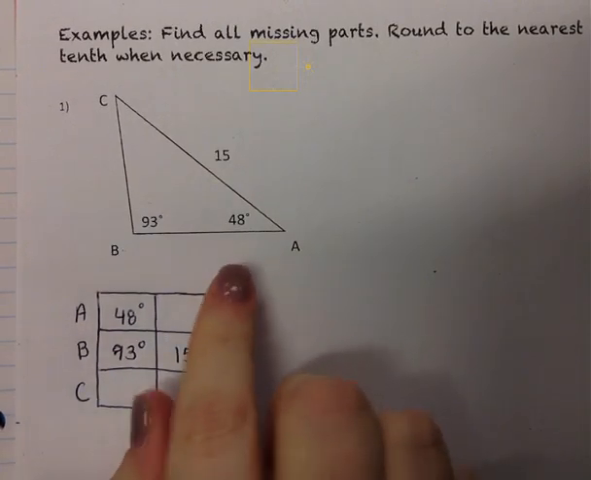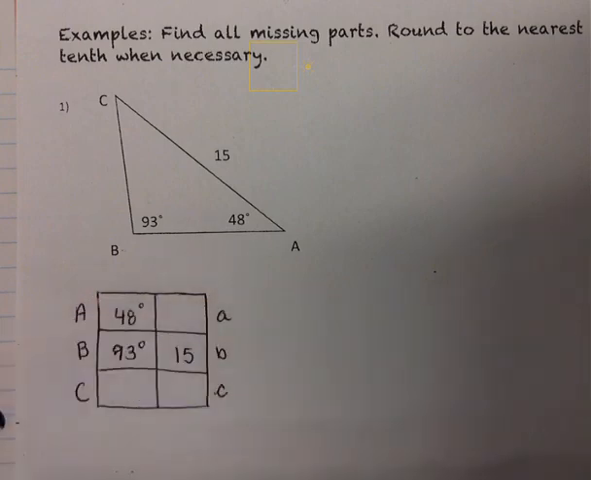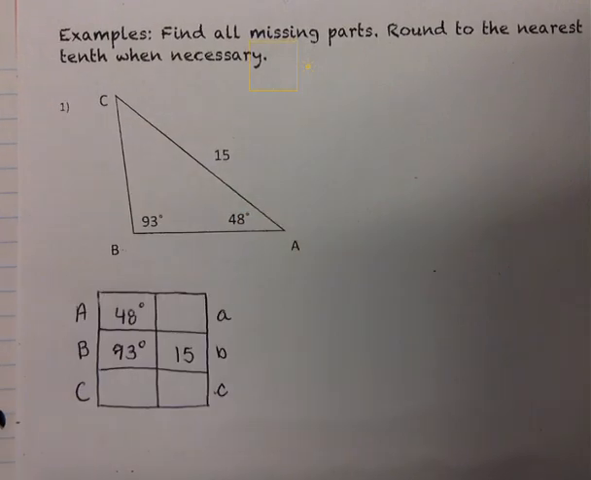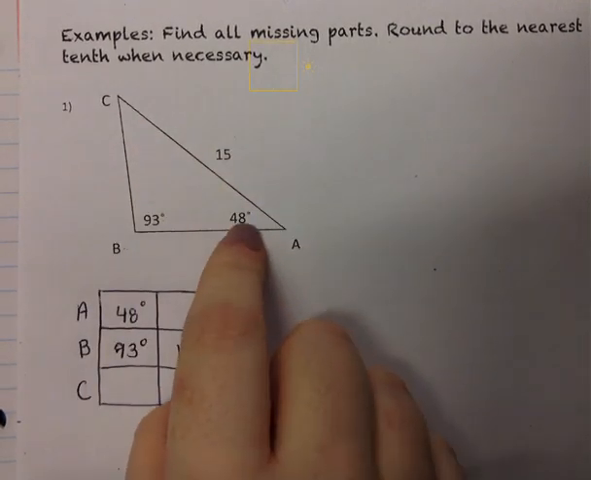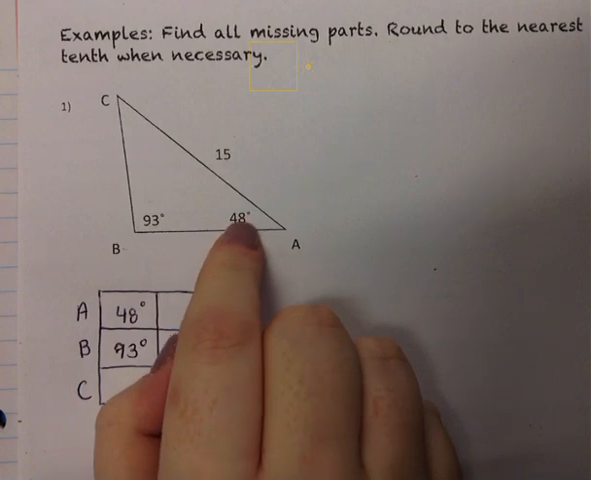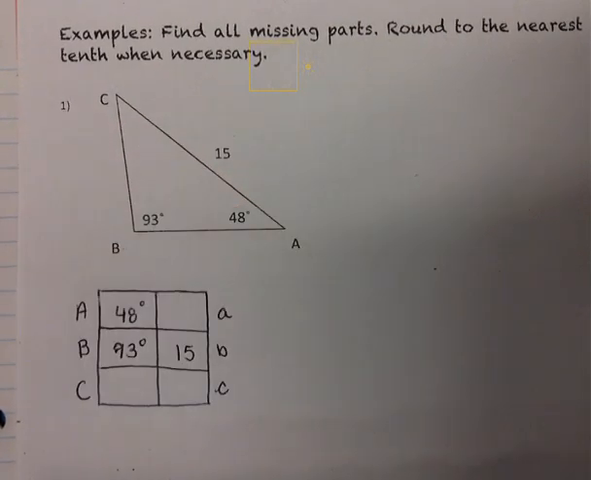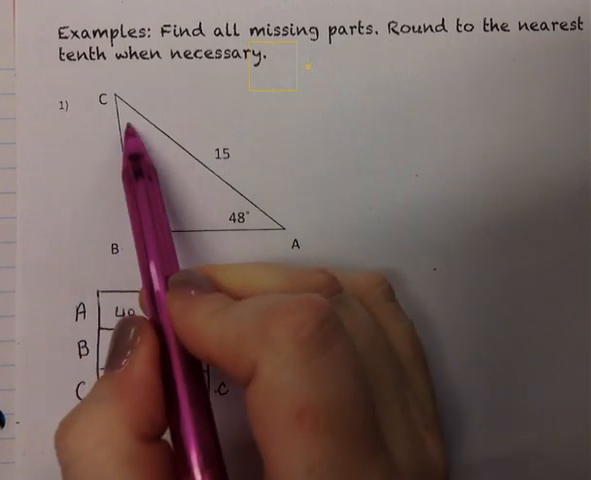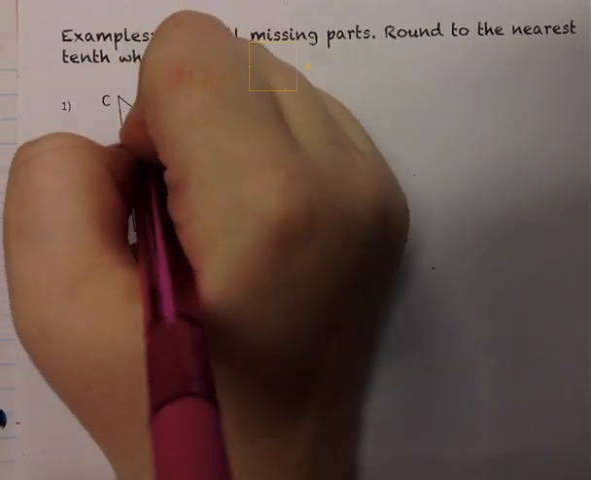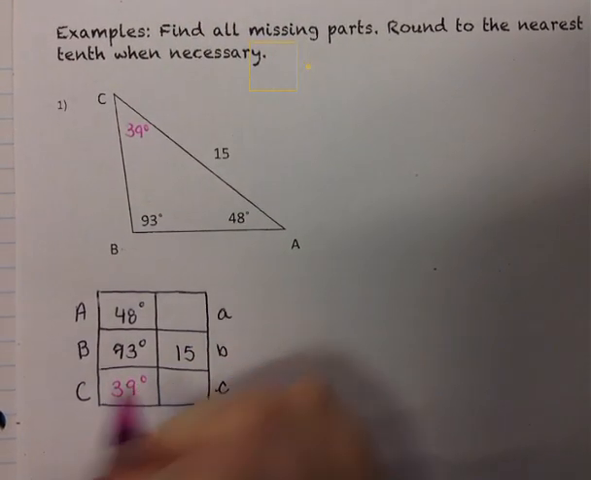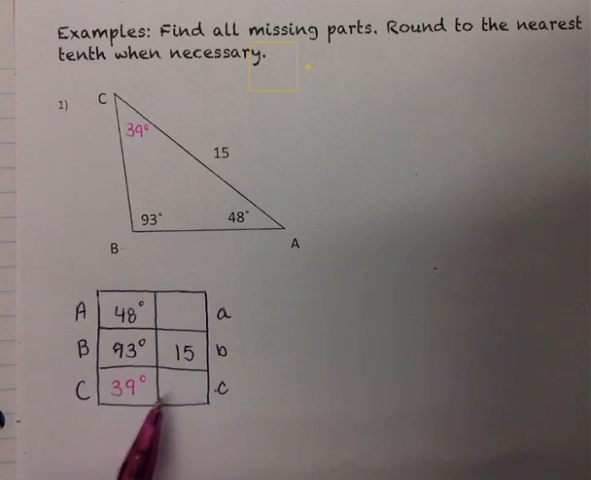Now, I want to go ahead and fill out anything that I can find, which I have 2 angles. I can find the third, because I know that all angles in a triangle will add up to 180. So I know that 48 and 93 plus angle C will give me 180. That means that angle C will have to be 39 degrees. So I'm going to put that in pink, because I can figure that out. I need to find it. That's one of the missing pieces. But I did not have to use law of sines or cosines to find this.